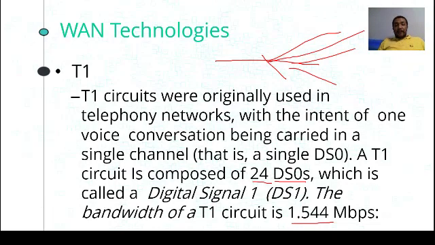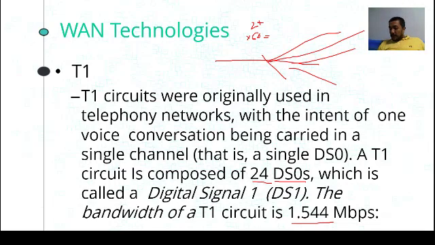Okay? And the bandwidth of our T1 circuit is around 1.544 megabits per second. Because it's 24, right? 24, okay, times 64. So, 24 times 64, roughly near 1.544 megabits per second, including overhead. Okay? So, that's one of the advantages of using T1.